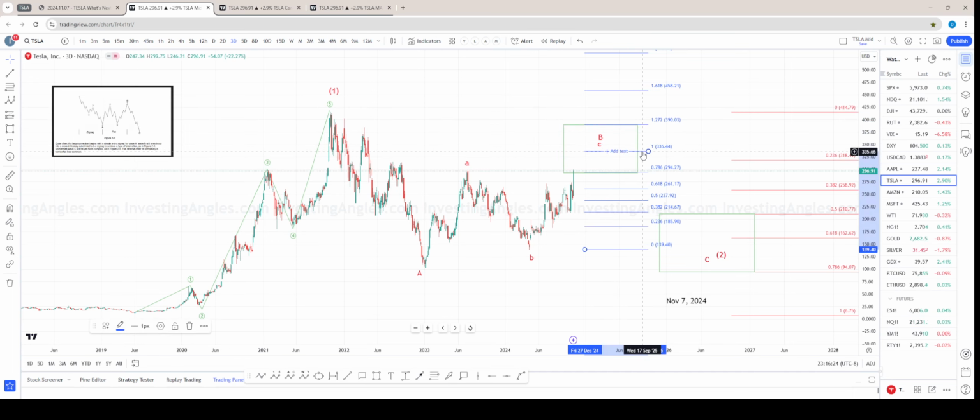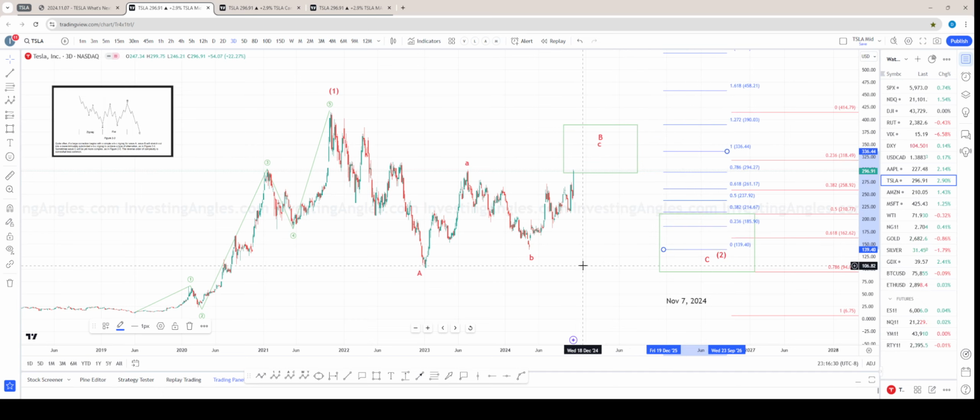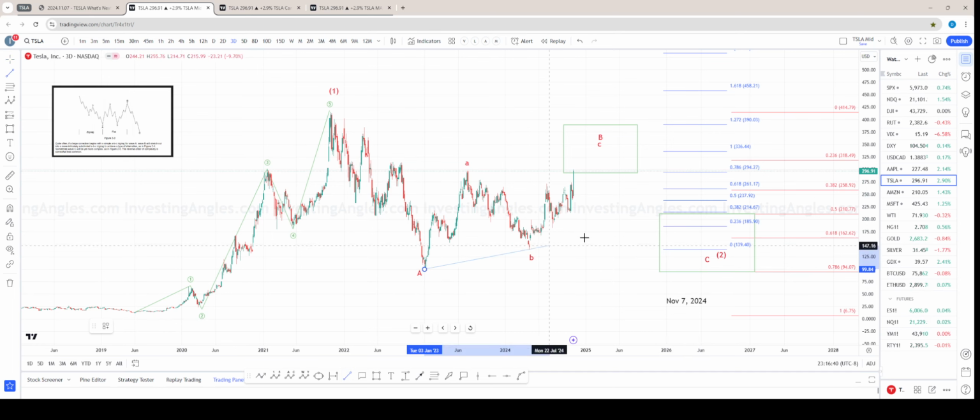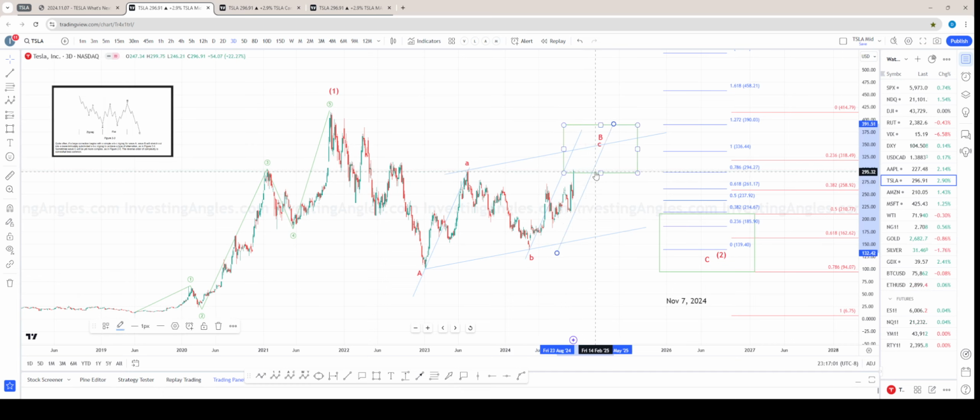We don't know where it's going to end at this point. So far Tesla has been bullish, but how far it can go, we don't know yet. All we can do is measure it approximately. Let's see how it goes. So let's say this is their shape. So this would be somewhere here or here.